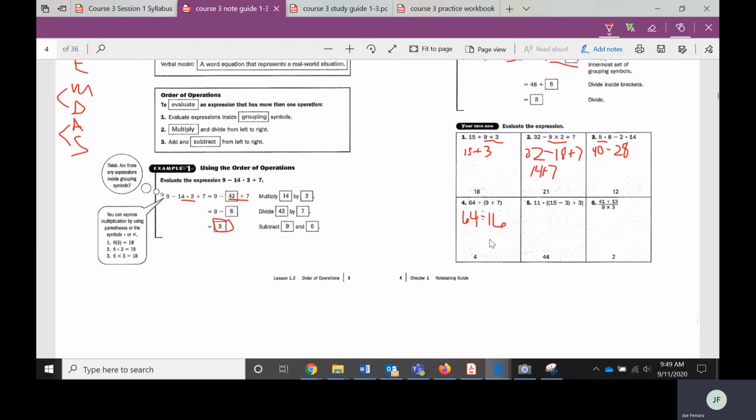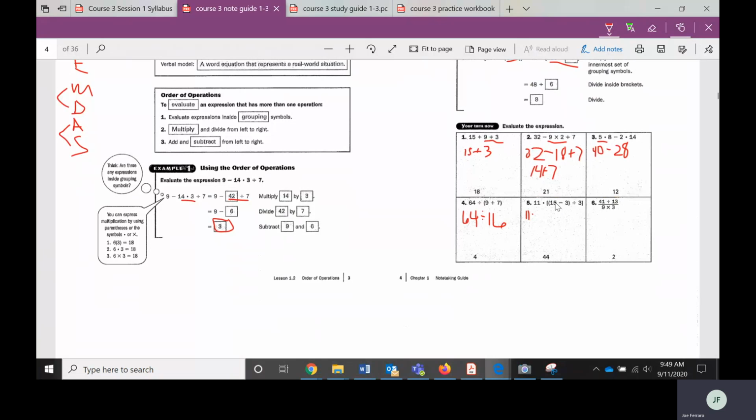Okay, so then 64 divided by 16 is 4. All right, probably the most complicated one on here, the one that has the most going on. We have 11 times the group of 15 minus 3, and then that group divided by 3. So 11 is going to be copied down. We can't do that first because we've got other grouping symbols. Times. Now we look inside the brackets.